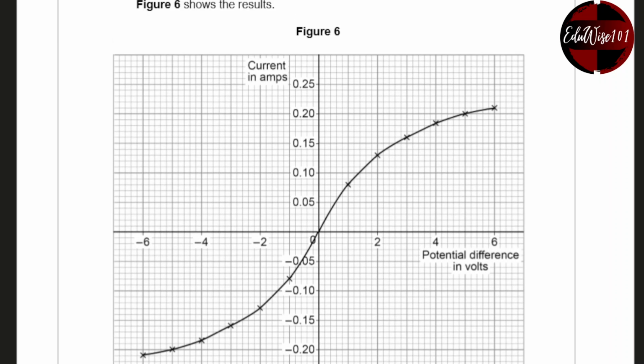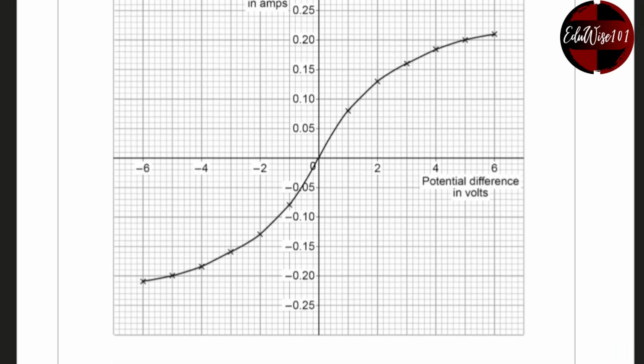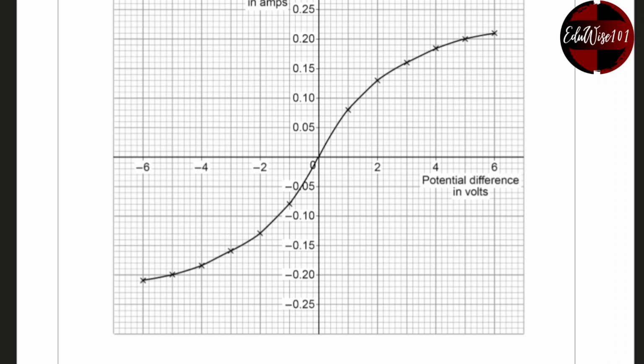So the graph shows how the potential difference varies with the current when you change the potential difference in a filament lamp. Now this is a typical shape for the filament lamp. Now you should also remember there's two other graph shapes that you should remember. If the graph is a straight line like this, or if it's a straight line going through like this, these two graphs are for a resistor.